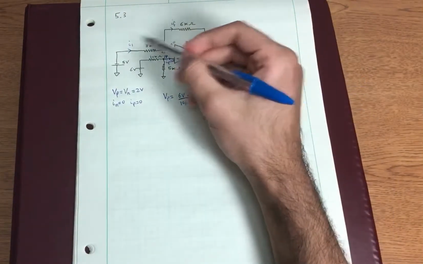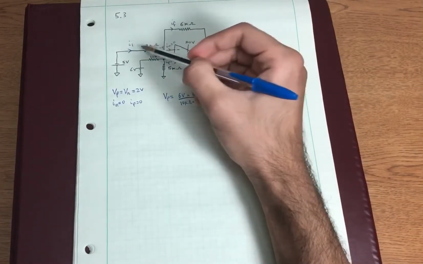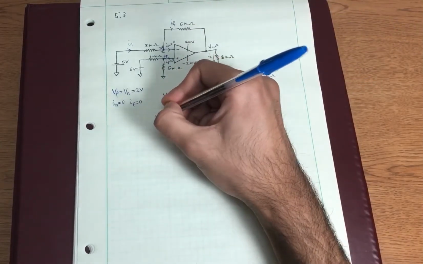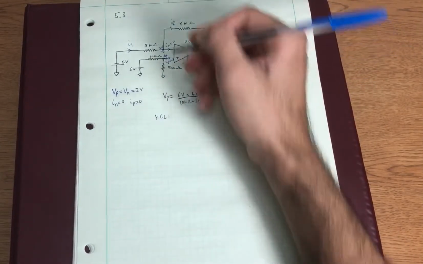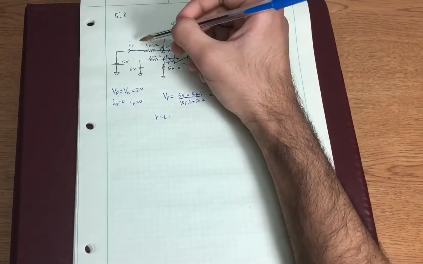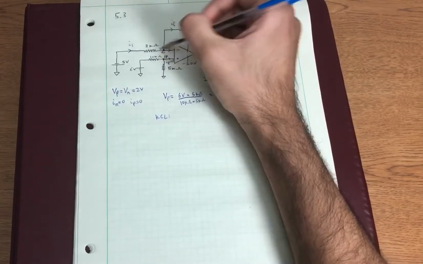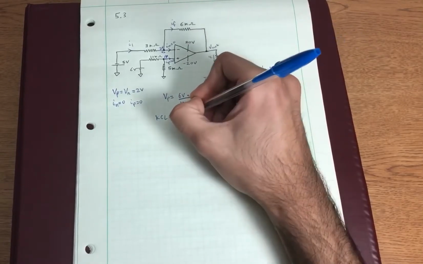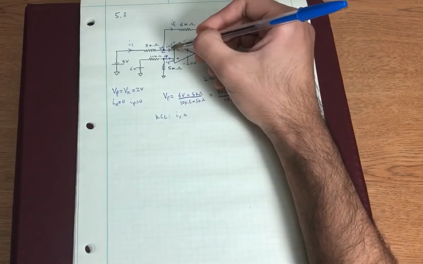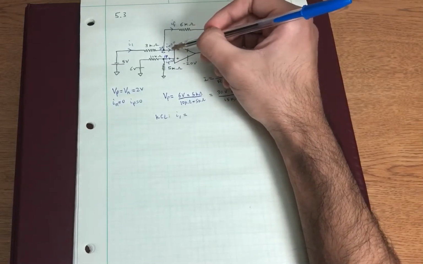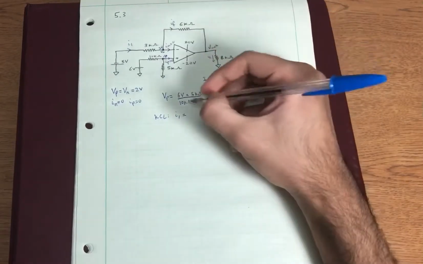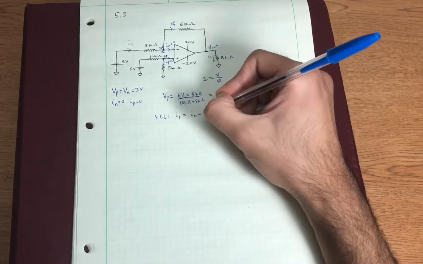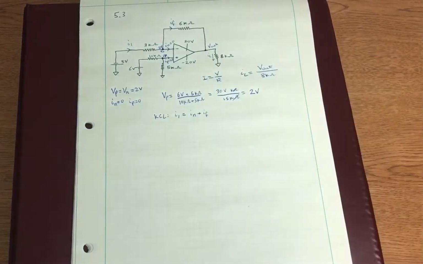Now we can do a KCL at this node because we have 3 branches and 3 currents. So our KCL will be what? We have a current I1 that's coming into the node. So we can write I1 is equal to, and this I1 splits up into 2 currents. It splits up into IN and it splits up into IF. So we have I1 is equal to IN plus IF.